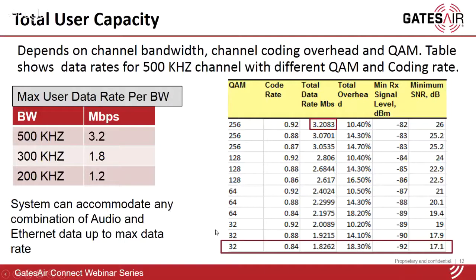The most robust configuration for 500 kilohertz is going to occur at the last row. This would be with the QAM level of 32, channel coding overhead of 18%. And even with that, you get about 1.8 megabits per second for user data rate, which is good enough for one linear uncompressed audio channel and E2X stream.